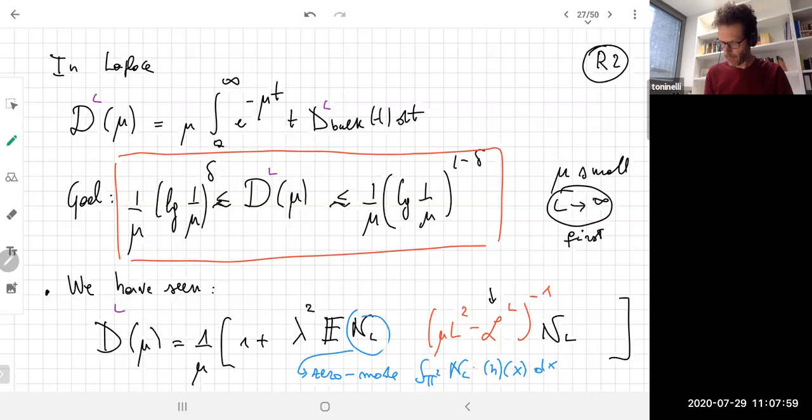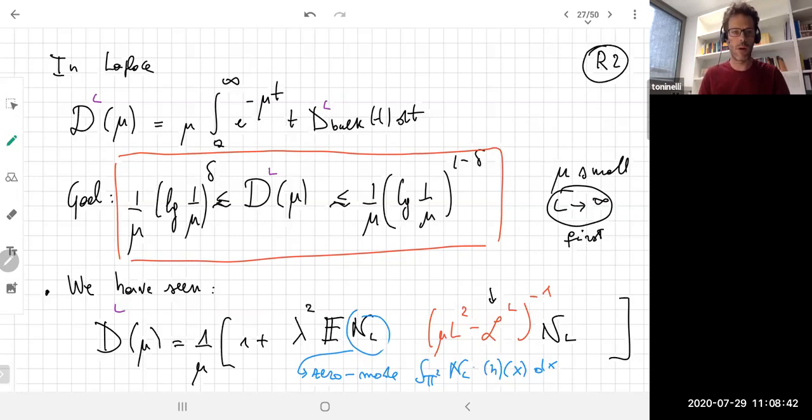We have seen that this D(mu) can be written as 1 over mu times the expectation of N_L times the inverse of (mu minus L_n) times N_L. Again, N_L is simply the zero Fourier mode of the nonlinearity, an integral on the torus of the nonlinearity computed at x, integrated in dx. Then you have to sandwich the inverse of mu minus the generator between N_L and N_L, and take the expectation.